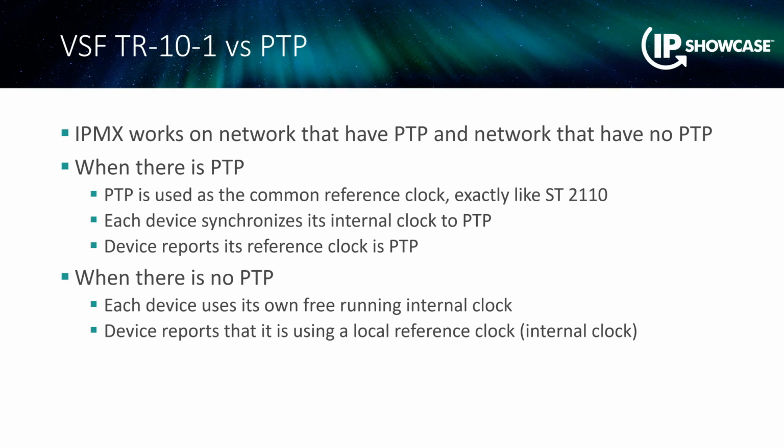So IPMX works on networks that have PTP and networks that do not have PTP. When there's PTP on the network, IPMX uses PTP the same way as ST 2110 uses PTP. It uses it for its common reference clock. Each device synchronizes its internal clock to the PTP, and the device will report in its SDP that it's using PTP as its reference clock. When there's no PTP on the network, which is specific to IPMX, each device uses its own free-running internal counter, and then it reports that it's using a local reference as the reference for the RTP timestamps.